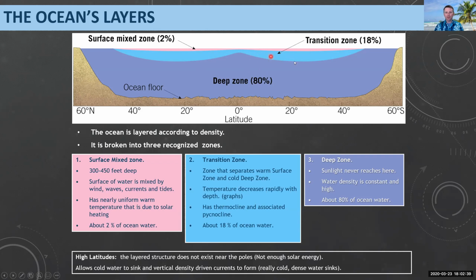And if you notice, what's kind of interesting, it's like this dip. It's not perfectly flat all the way across. So we'll figure out why that dip exists here in just a quick second. But this transition zone separates the surface mix zone from the deep zone. About 18% of the ocean water exists in here. And this is where you find your thermoclines and your pycnoclines, right in this transition zone.